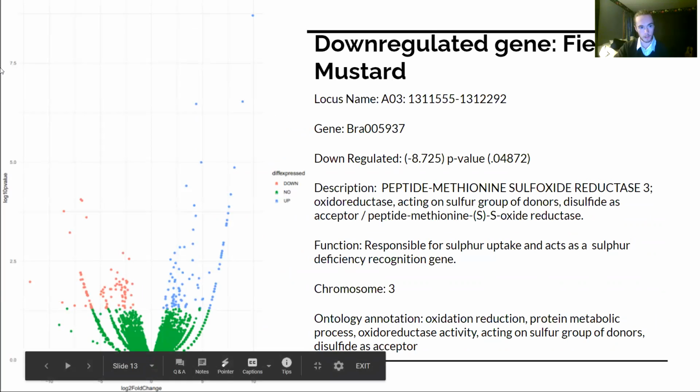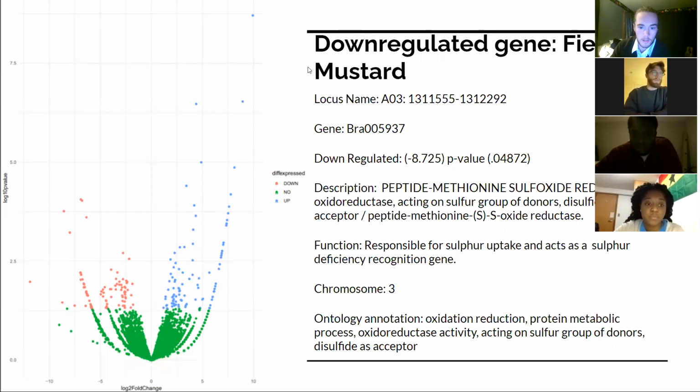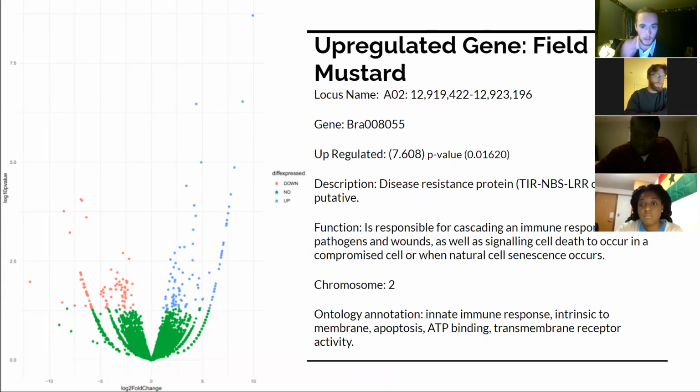So the downregulated gene in field mustard is significantly downregulated and is responsible for sulfur uptake and acts as a sulfur deficiency recognition gene, meaning that under drought conditions, the plant won't be taking as much sulfur that's available in the soil due to a lack of water.